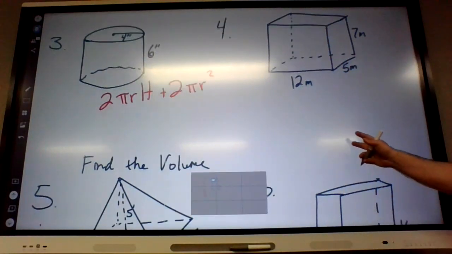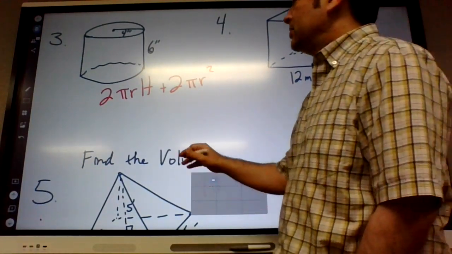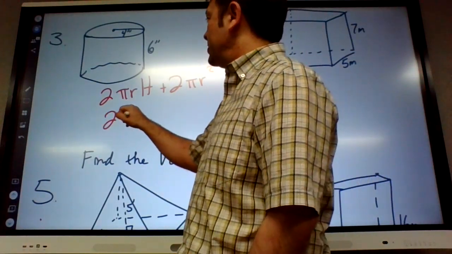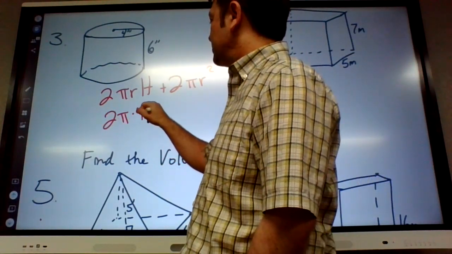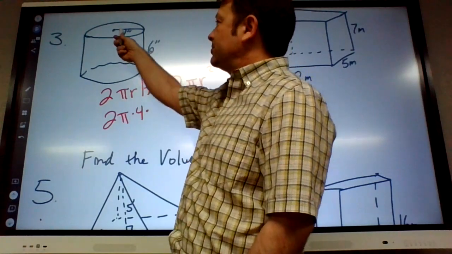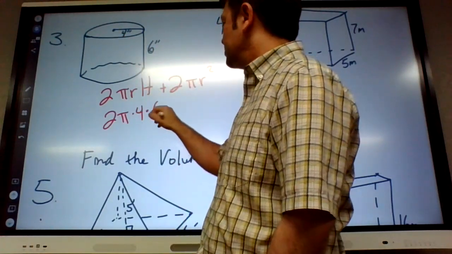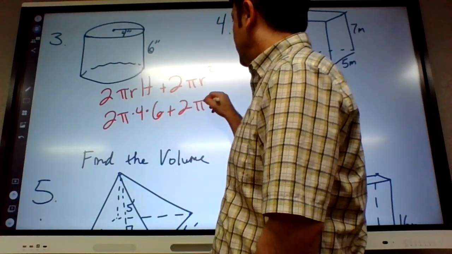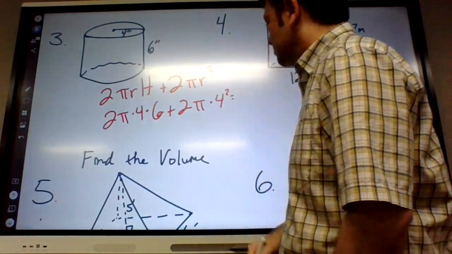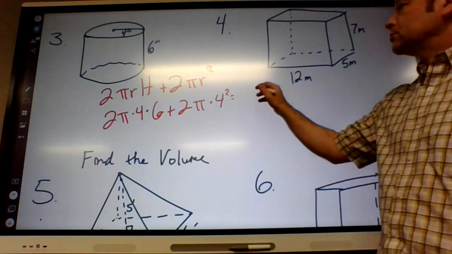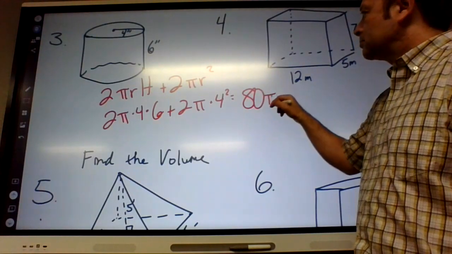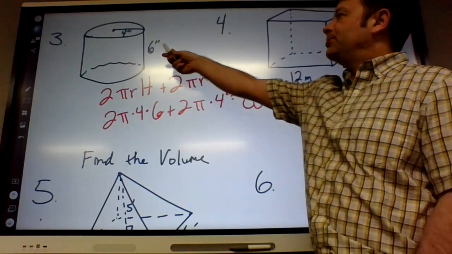So that's the formula you should have found over there. What's the radius? 4. Because it only goes halfway. What's the height? 6. So that is all you plug in. The answer is in inches.